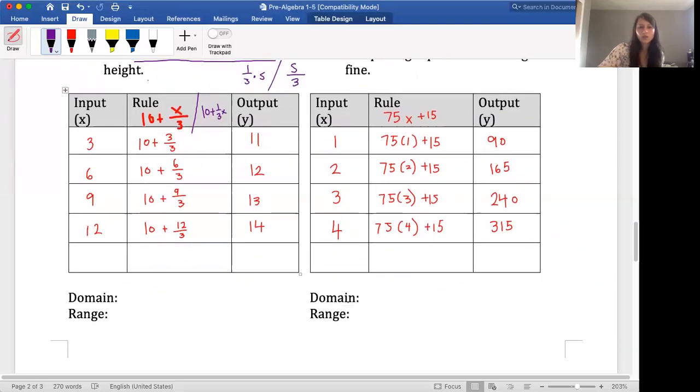Now, of course, you've got to put in your domain and range. So my domain is 3, 6, 9, and 12. And then my range is 11, 12, 13, and 14. And I think you guys can figure out what the domain and range would be for number 4. So I won't write them out, but domain would be 1, 2, 3, and 4. And then range would be 90, 165, 240, and 315.